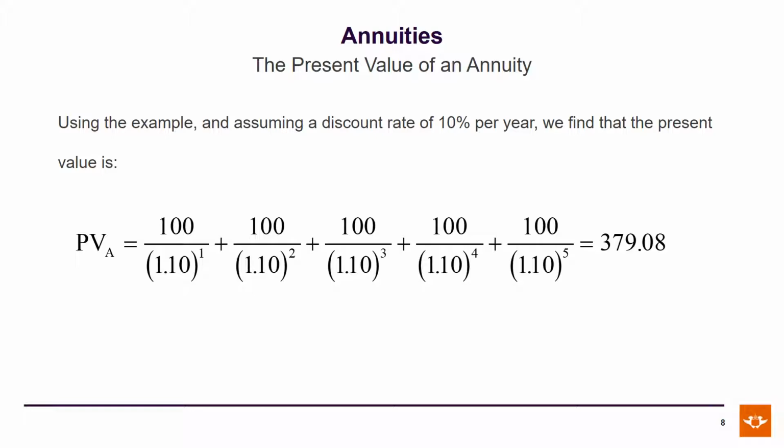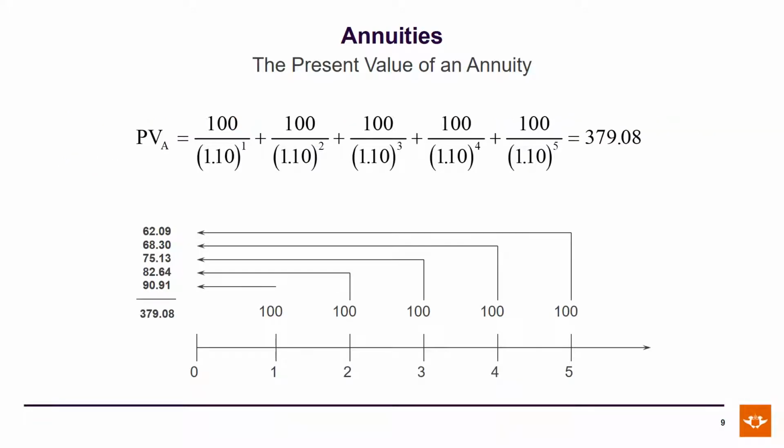Now this slide demonstrates the concept of value additivity in greater detail. If you look at the diagram at the bottom, you will see that each 100 Rand payment is discounted back to time 0. So the first 100 Rand payment discounted at 10% is worth 90 Rand and 91 cents. The second 100 Rand payment discounted for 2 years at 10% is worth 82 Rand and 64 cents, and so on and so forth, until you get to the last 100 Rand payment, which is discounted at 10% for 5 years, and that's worth 62 Rand and 9 cents. If you add them all together, you will end up with 379 Rand and 8 cents.